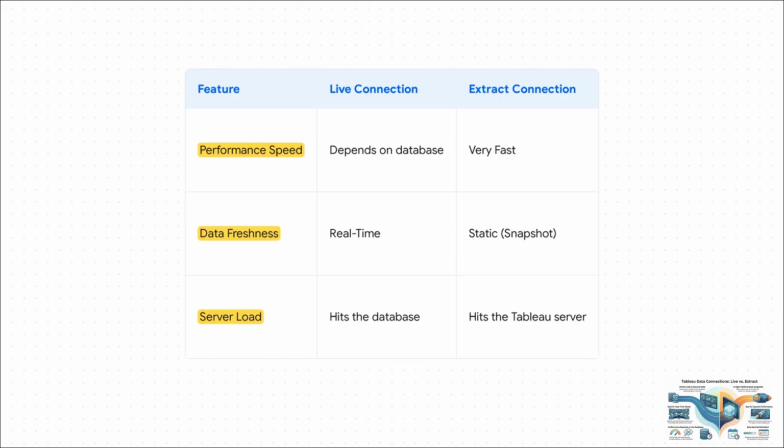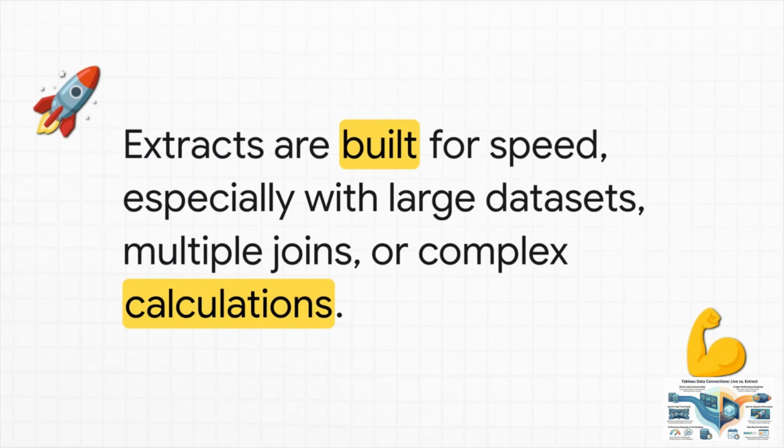And this table just lays it all out, plain and simple. With the live connection, you get that awesome real-time data. But, and this is a big but, its performance is totally at the mercy of your database. If you start throwing in complex calculations, a ton of joins, or millions and millions of rows, well, that live connection can slow to an absolute crawl. And that's where extracts come in to save the day. Because all that data is pre-processed, optimized, and sitting right there, Tableau can just fly through it. If you've got a dashboard that's taking forever to load, 9 times out of 10, an extract is going to be your fix.